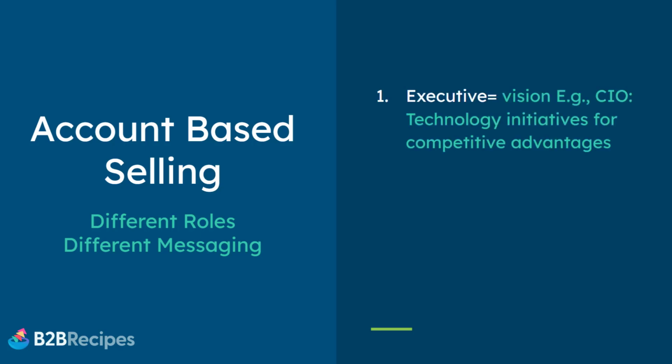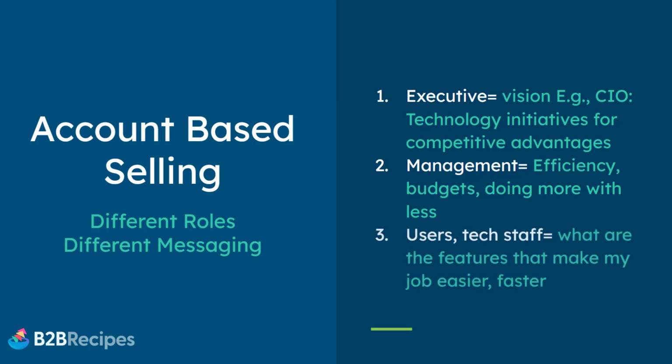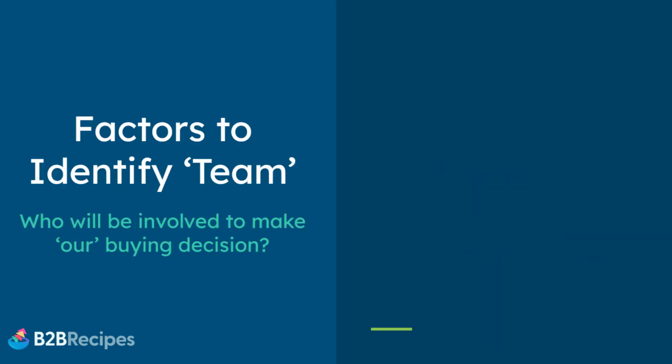If our decision requires a high-level vision, something that's a broad-based initiative that gives their company a competitive advantage, it's likely that we're going to need to address the executive level. If our sale is more associated with delivering efficiencies, performance, doing more with less, then we can start with someone in the management level. If it's more associated with a replacement of an existing product, then our emphasis may end up being down at the user or the technical staff, which is basically, what are the features that your product delivers that make my life easier? These are the factors to identify who will be involved in making our buy decision.